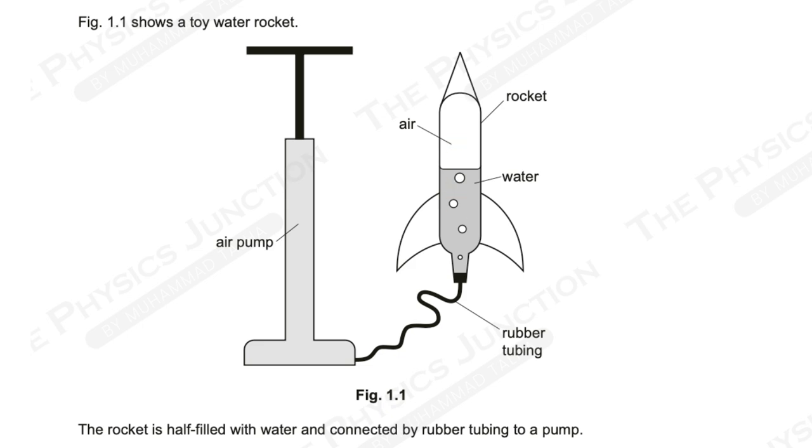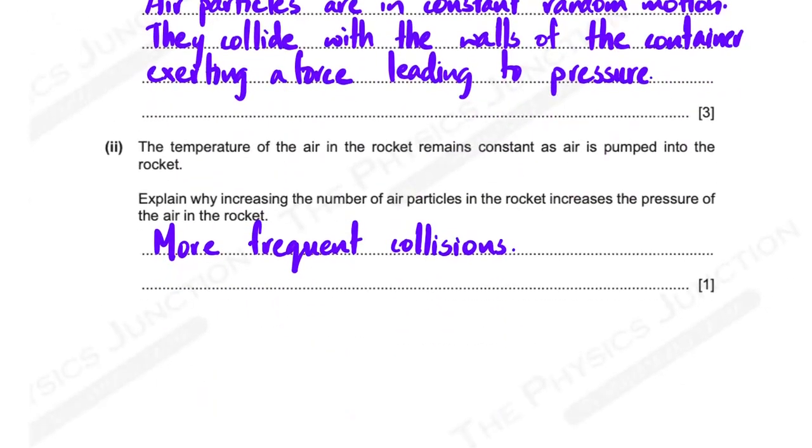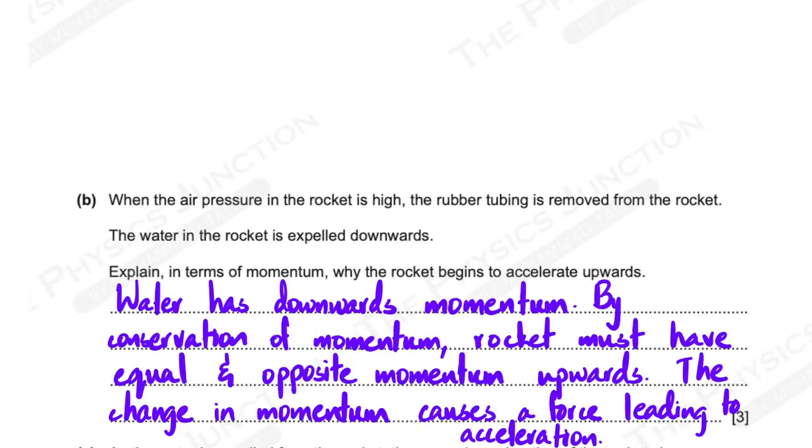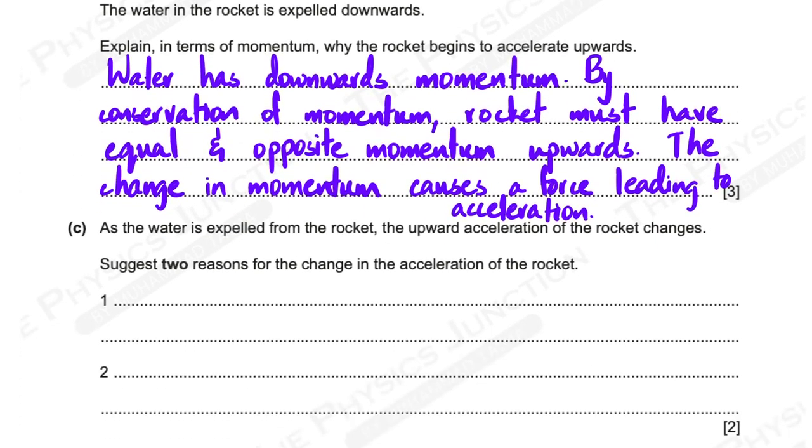Now this is basically what I'll be writing as a response to this question. So this is my response. The water has momentum downwards by conservation of momentum. The rocket must have the same amount of momentum but upwards. And because the rocket experiences a change in momentum, by the definition of force, there's a rate of change of momentum here, which is going to cause a force leading to acceleration.